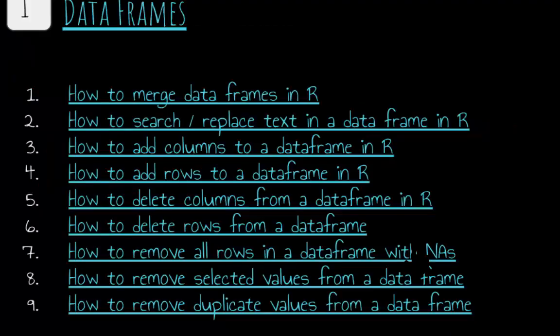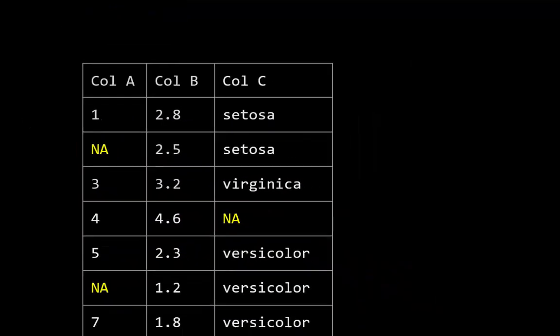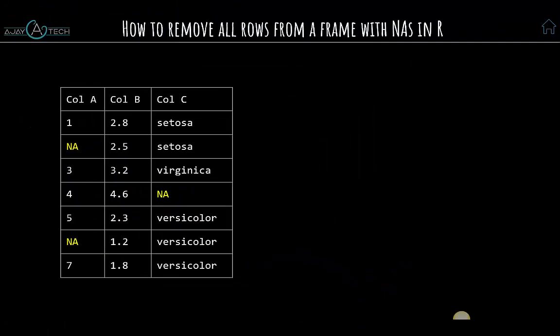Okay, here is another question on data frame. How do you remove all the rows in a data frame that has NAs? So this is probably one of the most used operations in data cleansing on a data frame. Now, whenever there is no data in a data frame, it's listed as an NA. So that's how R treats unavailable data.